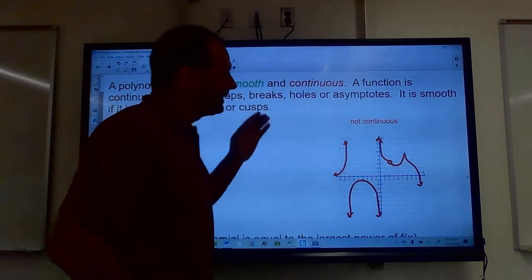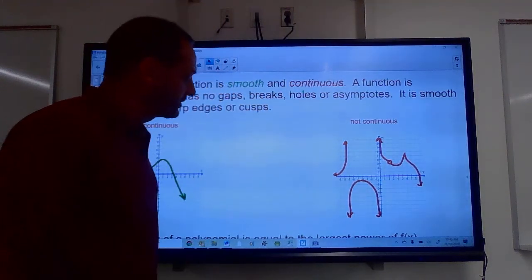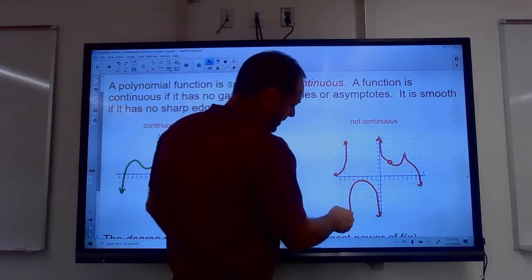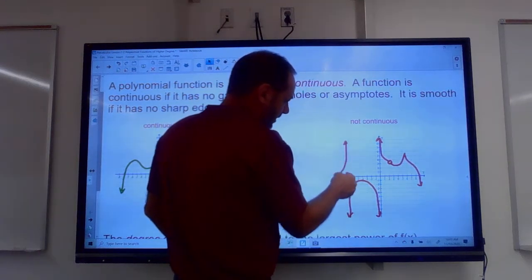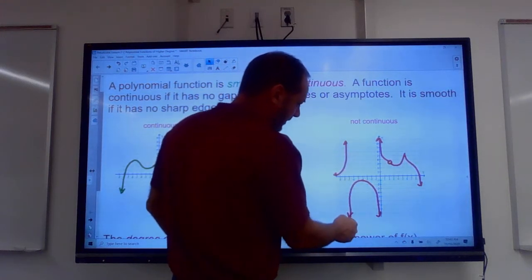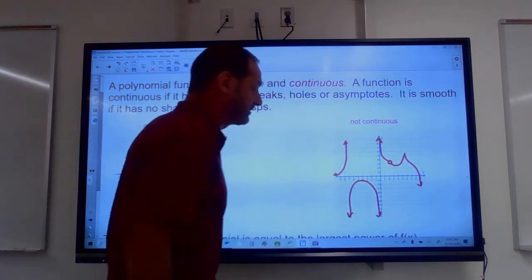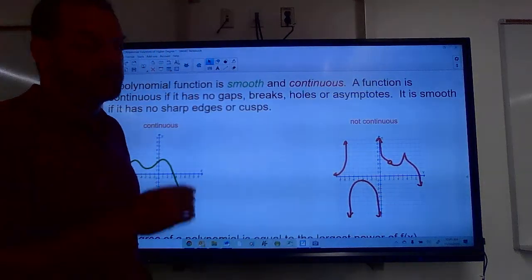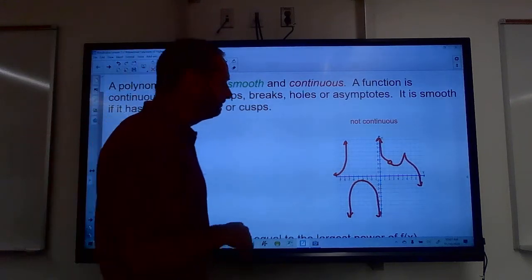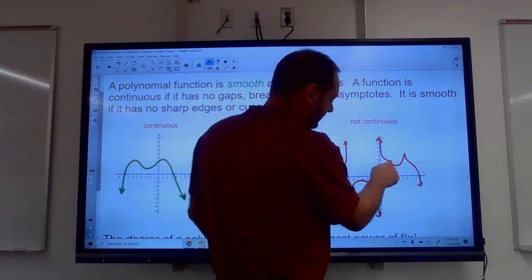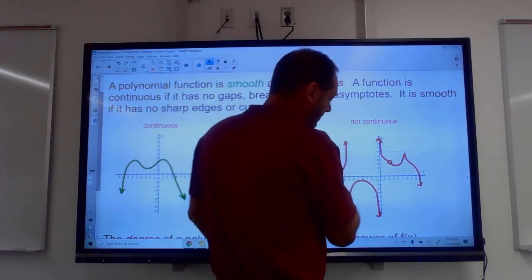All right, this one over here is not continuous. First of all, it's got a vertical asymptote right here where it just jumps from infinity down to negative infinity. It's got another one right here where it jumps from negative infinity to positive infinity. So anytime you have an asymptote, it's not continuous. It's got a hole in it, so it's definitely not continuous there.